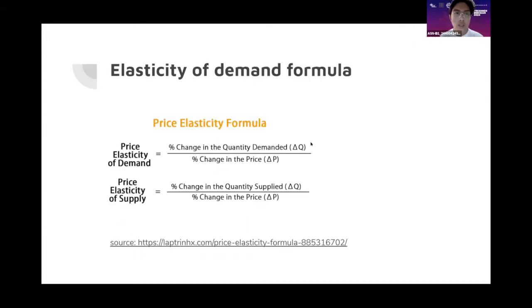So how do we calculate the elasticity formula? The price elasticity of demand is the percentage change in the quantity demanded divided by the percentage change in the price. The price elasticity of supply is the percentage change in the quantity supplied over the percentage change in the price.